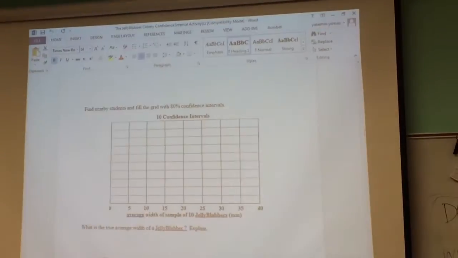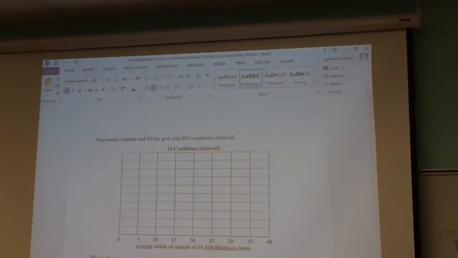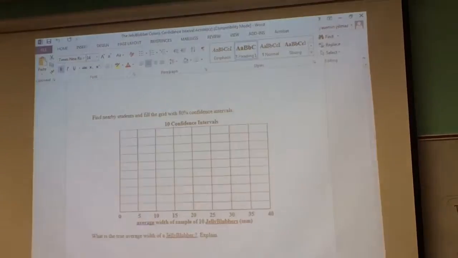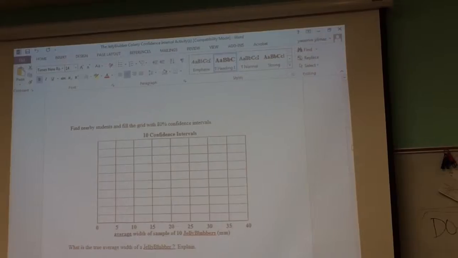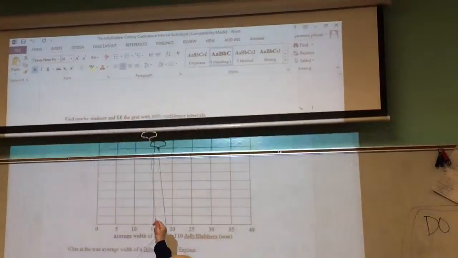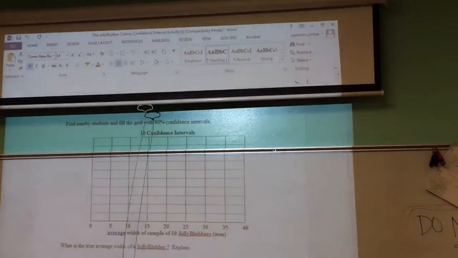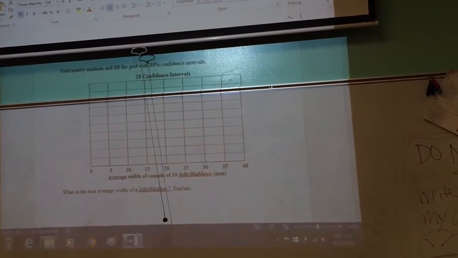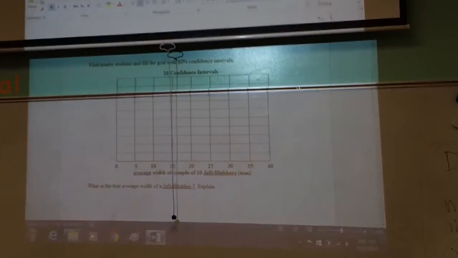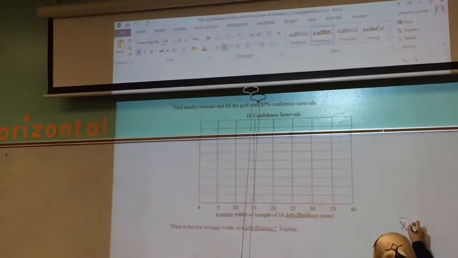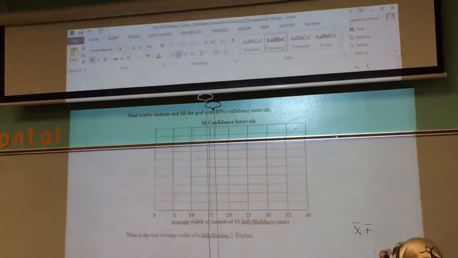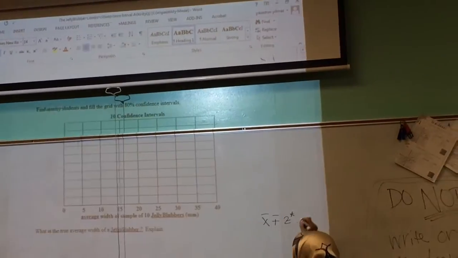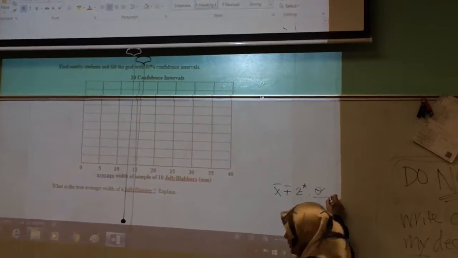Yes? What do you mean by the confidence interval for each? Because a confidence interval is from one number to another. Okay. Do you remember the formula for confidence interval? What was it? X bar plus or minus Z critical times sigma over the square root of n.